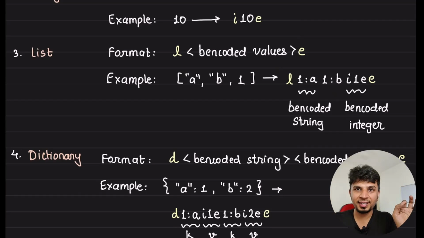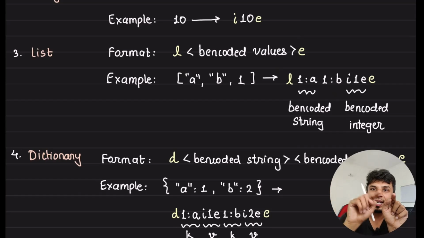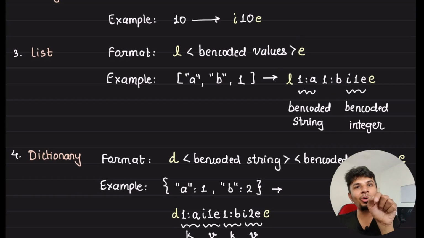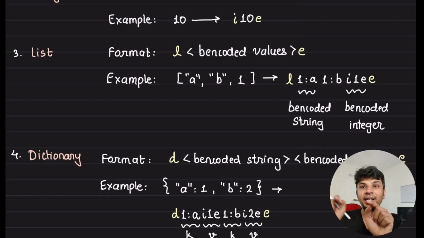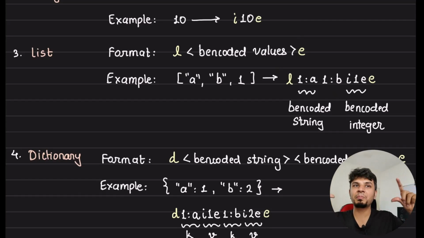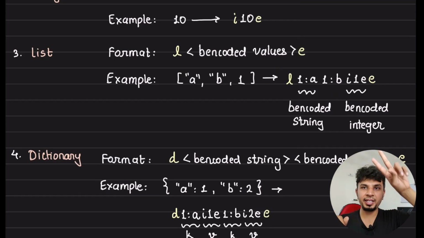Because first I'm storing A, which is a string of 1 character, so I have 1:A. Then my second element is B, so that is 1:B. Then my third element is integer 1, so I, 1E, and then at the end E to end my list. So that becomes my list encoding. A list of string A, string B, and integer 1 is encoded like this.